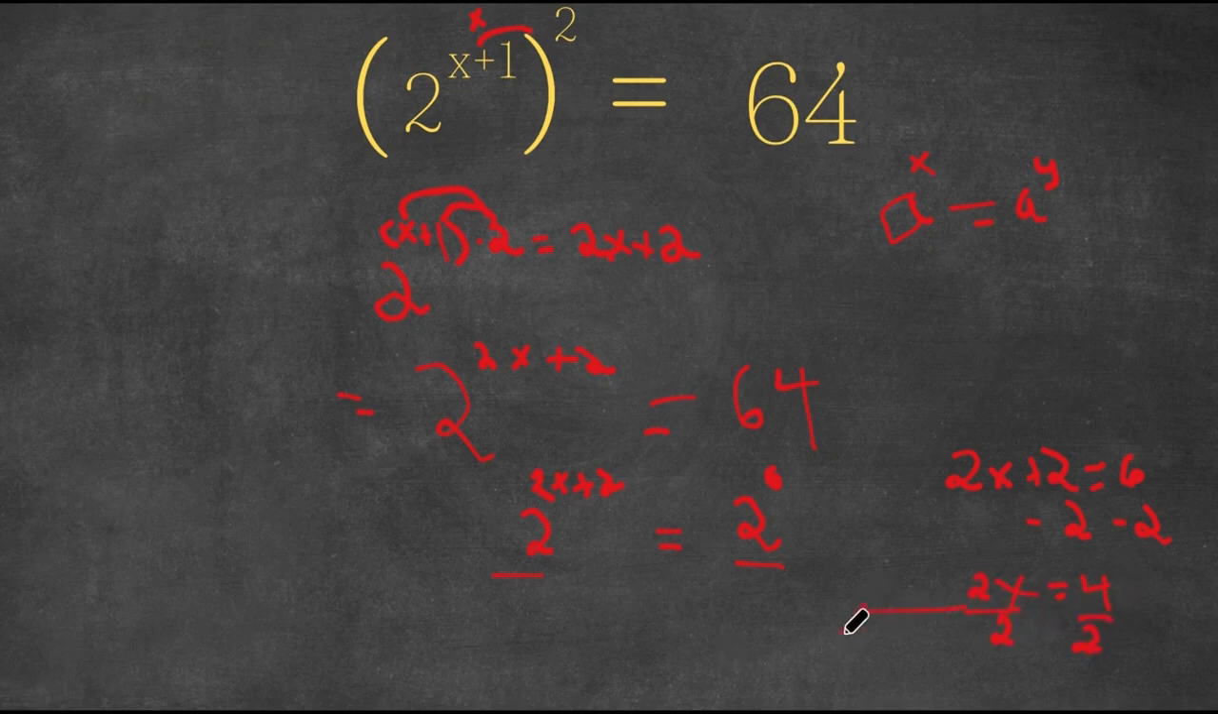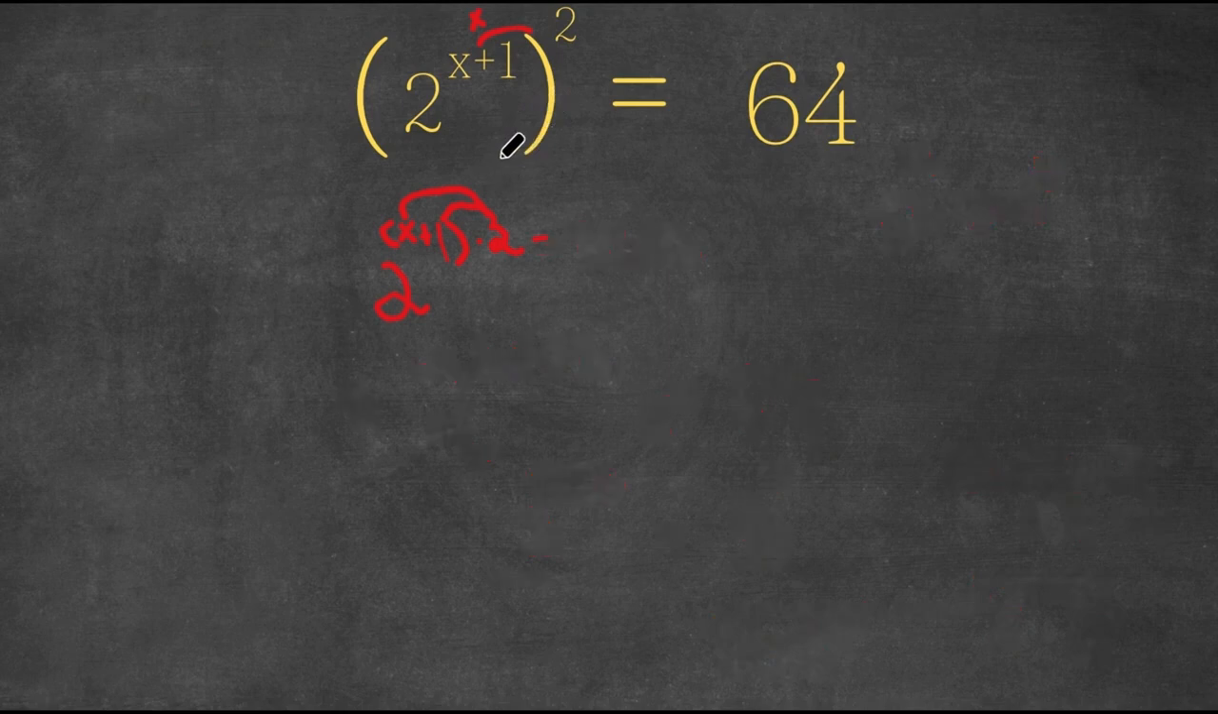And let me write this right here. We have x equals 4 divided by 2, which is 2. So x equals 2, and that is our answer. And now why don't we plug this into our equation here and see if it's right. So we have (2^(2+1))^2 = 64. Remember, we're replacing x with 2.